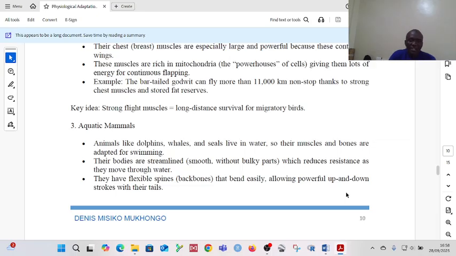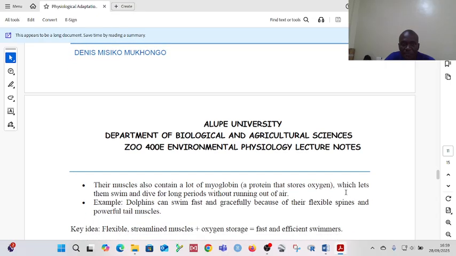Okay? Another adaptation is that they have very flexible backbones. The flexibility of the backbones makes the bending easy, and therefore it can allow a powerful up and down stroke even with their tails. Okay? Remember the fins that are found in most of the fish.